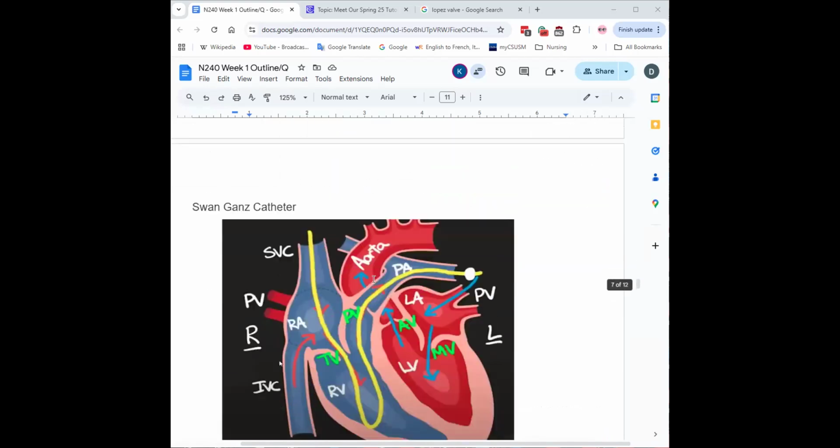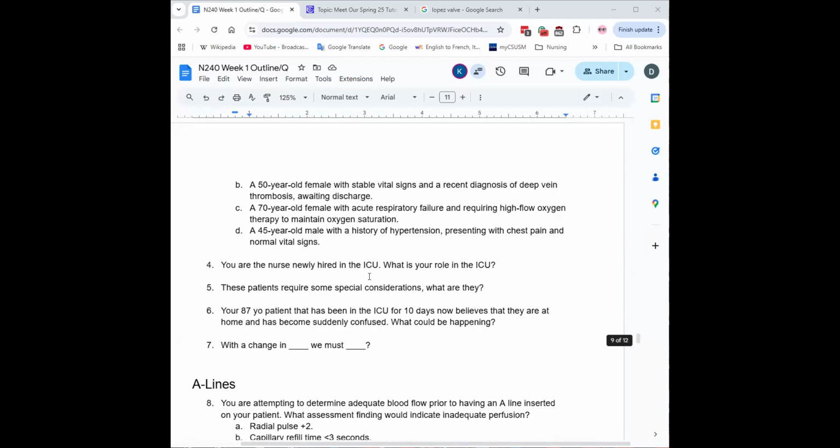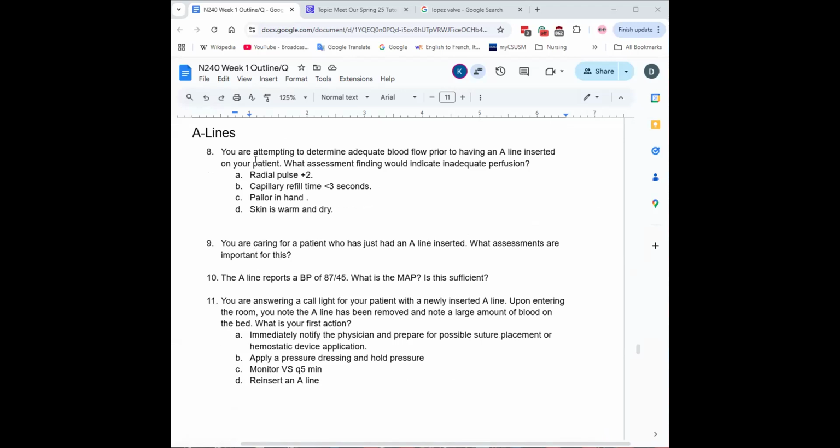Any questions for them, Kaylin? Of course I do. It's all kind of talked about before at length, but we'll just go through it. So number 8, you're attempting to determine adequate blood flow prior to having an A line inserted on your patient. What assessment finding would indicate inadequate perfusion?